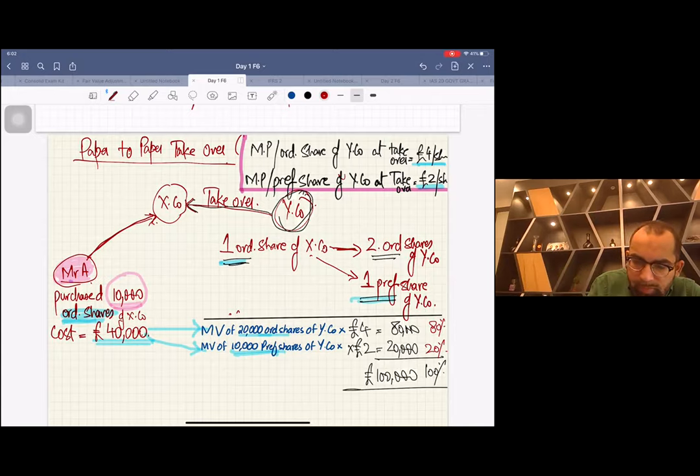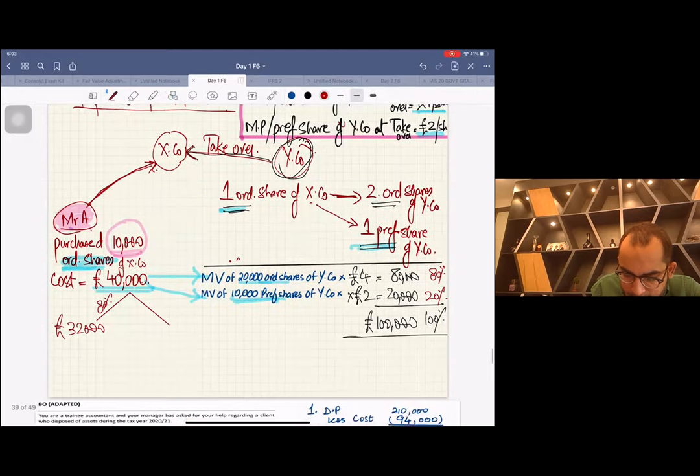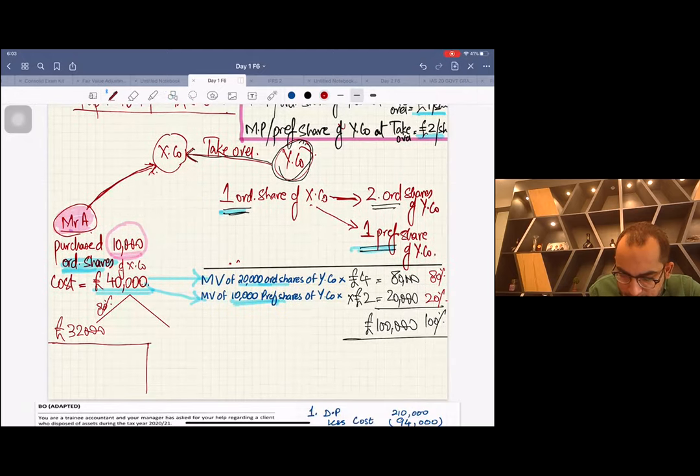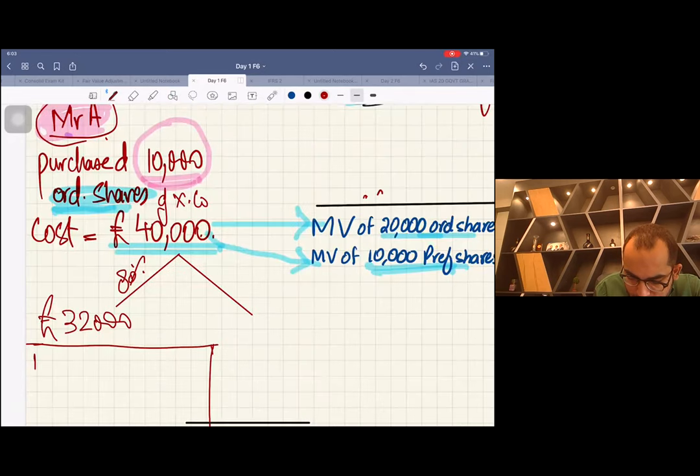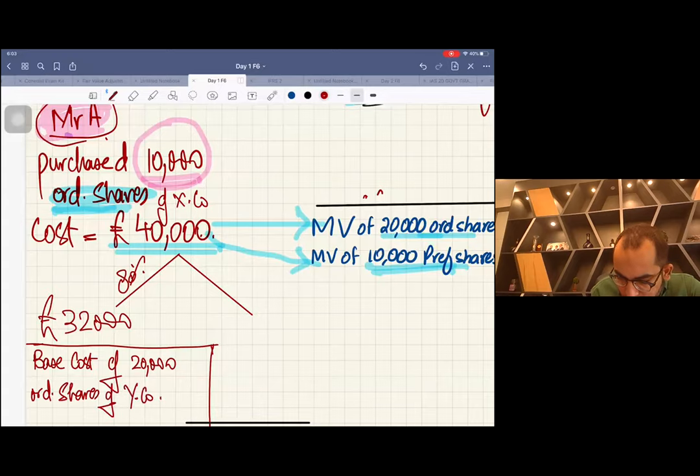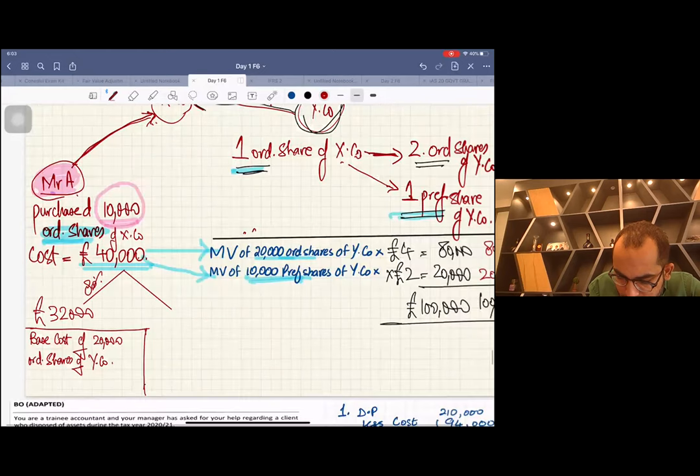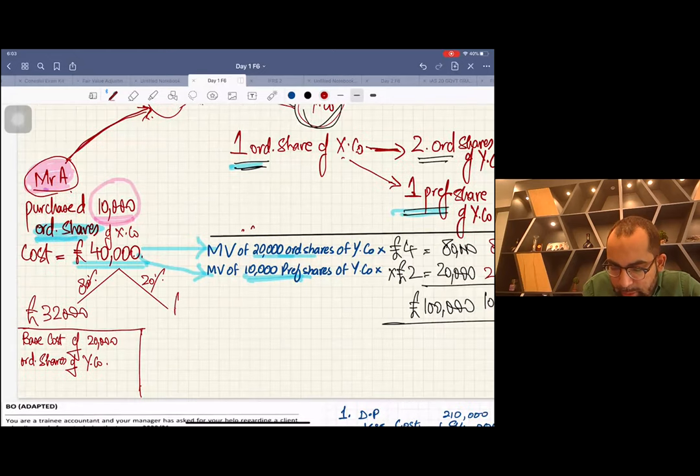So now what you will do, listen, you will split here. You will write 80%. What is 80% of 40,000? It's £32,000. See here, please. This is basically the base cost of 20,000 ordinary shares of Y company. And now wait, 20%: 40,000 times 20% is 8,000.